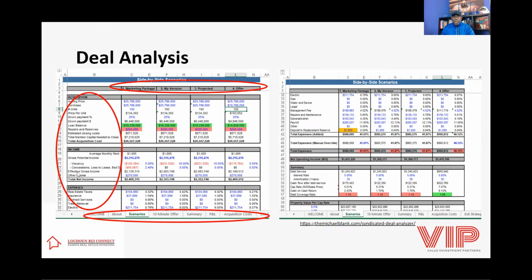You see here, this is from the OM now, they were saying that the vacancy was at 5.2%, and the concessions, loss to lease, and bad debt were at 2.4, right? In this version, we just said, you know what, it's not going to be 7, put it in at 10. And we took 10 across, and the offer was at a loss to lease of 5%, right?